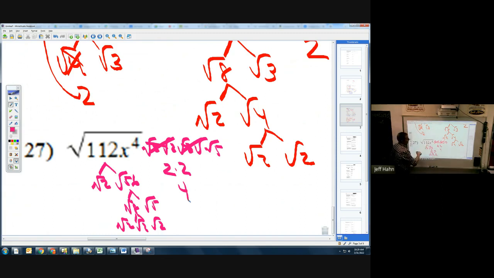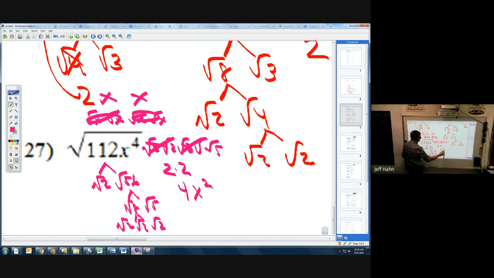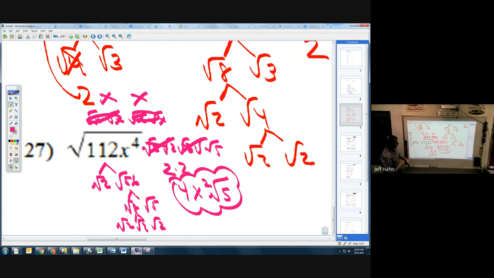What about the x to the 4th? That is 4 x's times themselves. One set cross off to give me an x, another set cross off to give me another x. Multiply those together, I get x squared. What am I left with that did not have a mate? The square root of 5. Wait, where does the 5 come from? It goes down here. Oh, is that a 7?